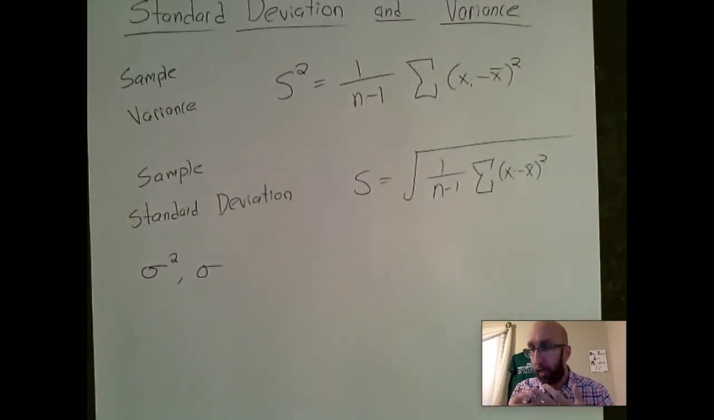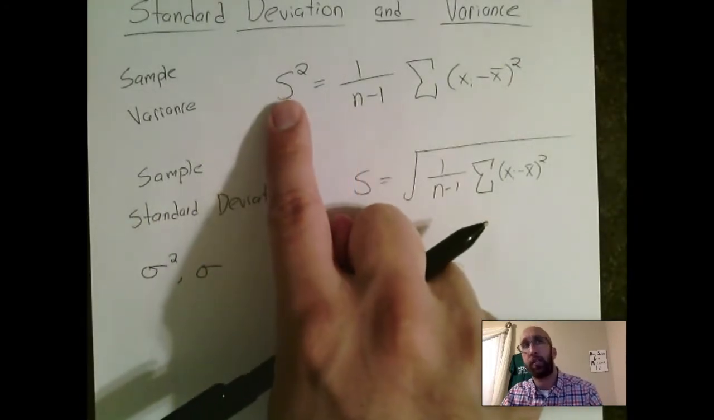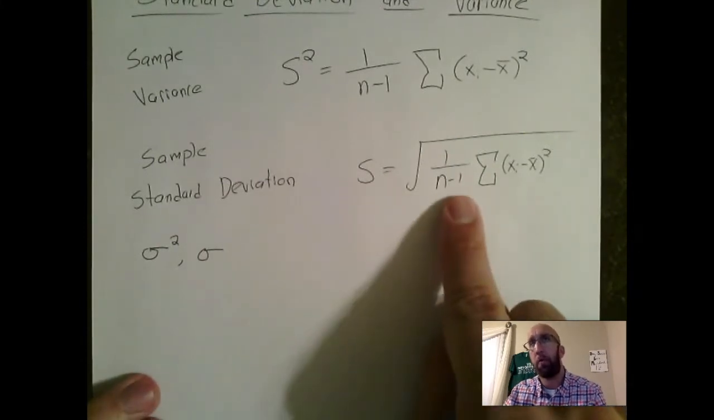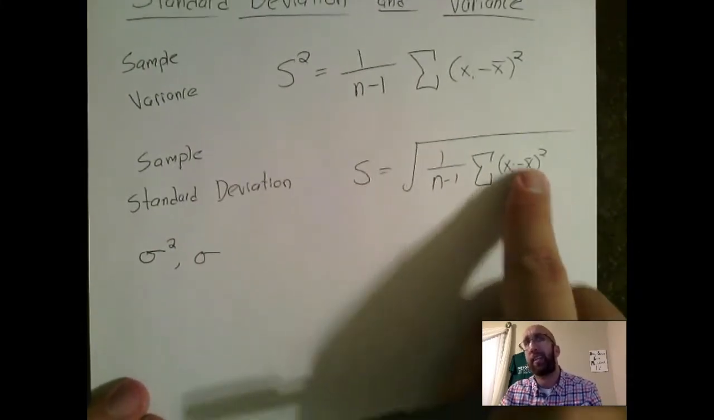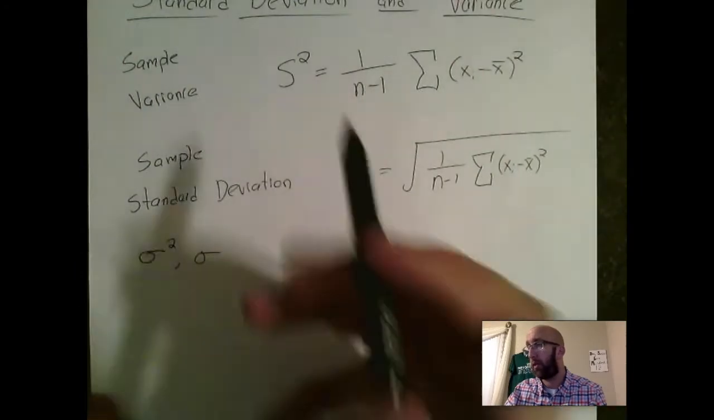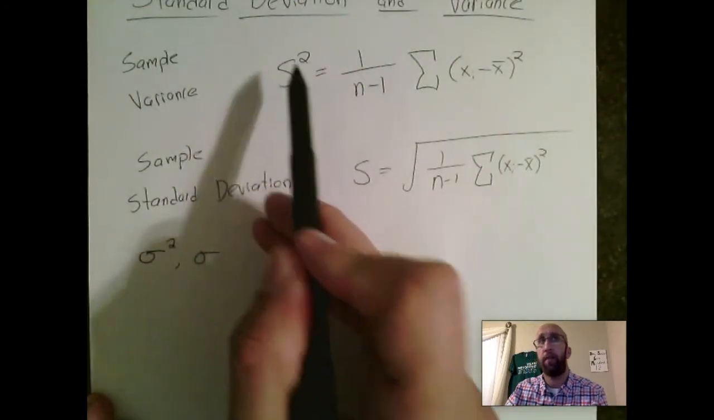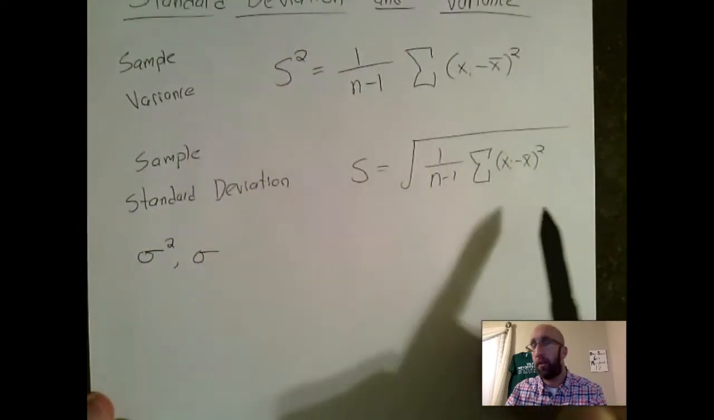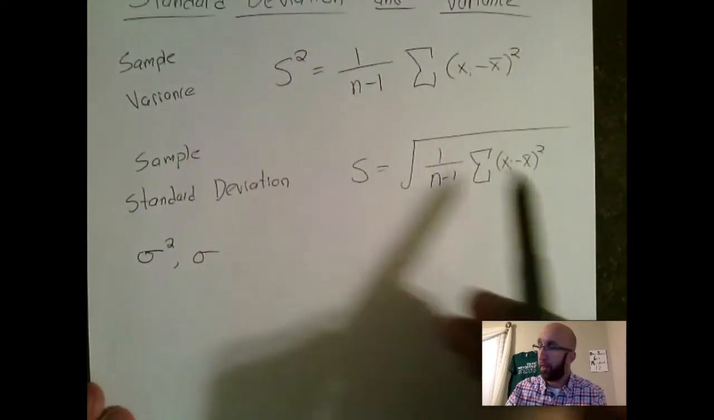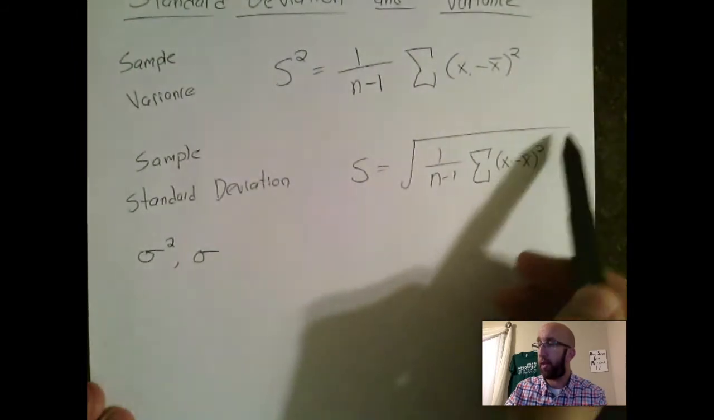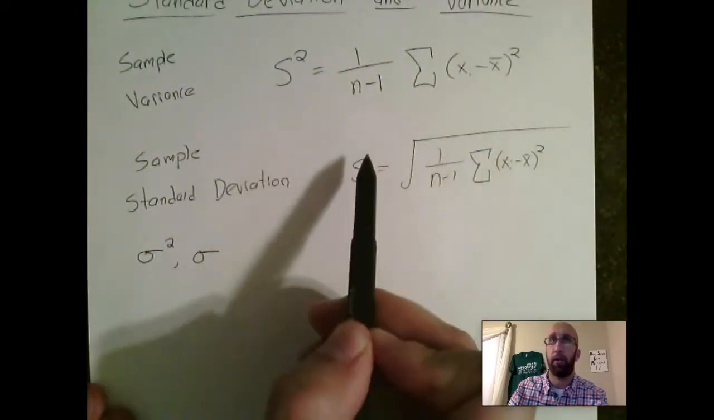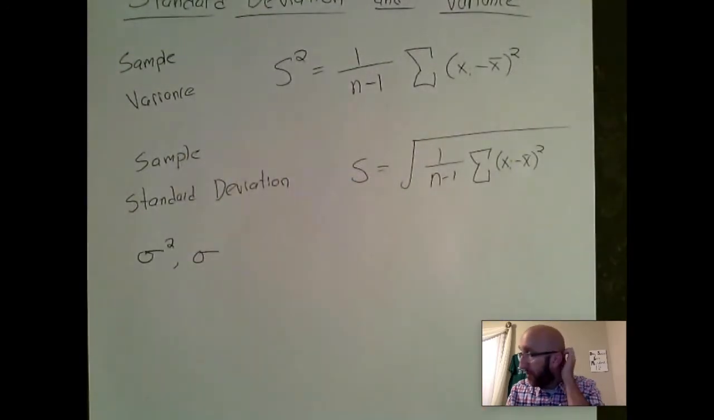Now, I mentioned that variance and standard deviation go hand in hand because variance is represented as s squared, and sample standard deviation is represented as s. If you notice, the formula is exactly the same except there's a square root. So if you want to go from a variance to a standard deviation, you just take the square root of the variance. If you want to go from the standard deviation to a variance, you just square it, squaring both sides, and you end up with s squared.